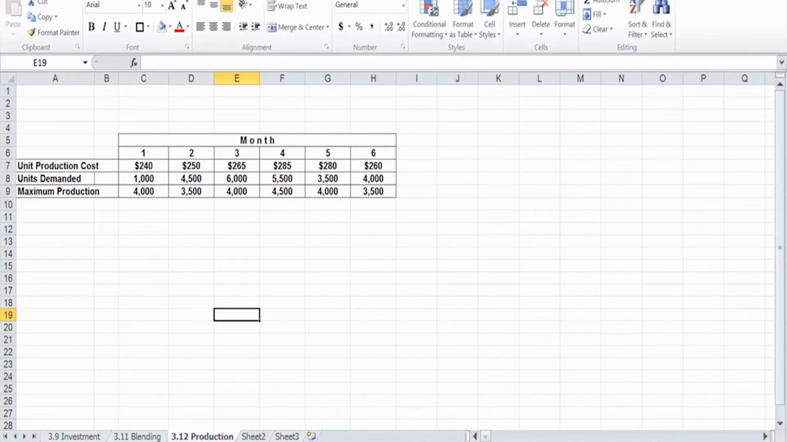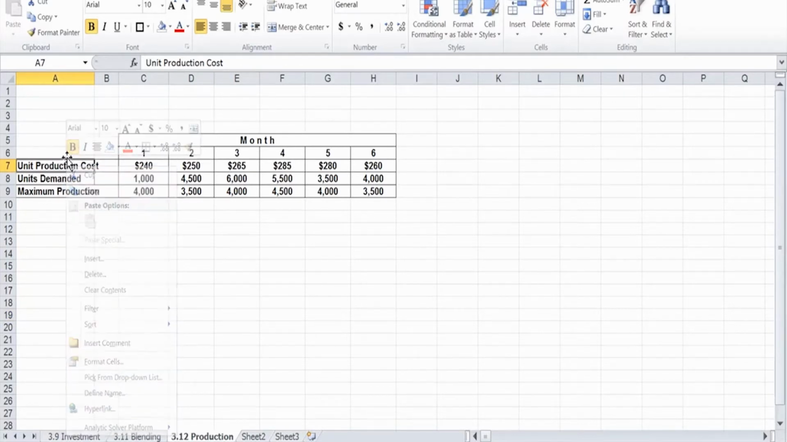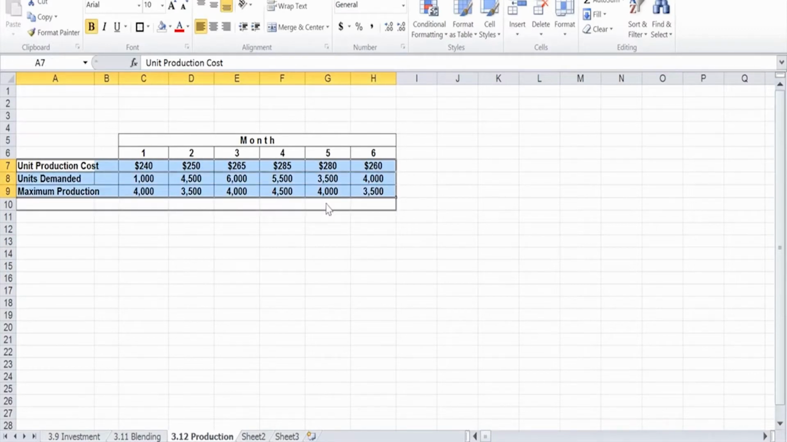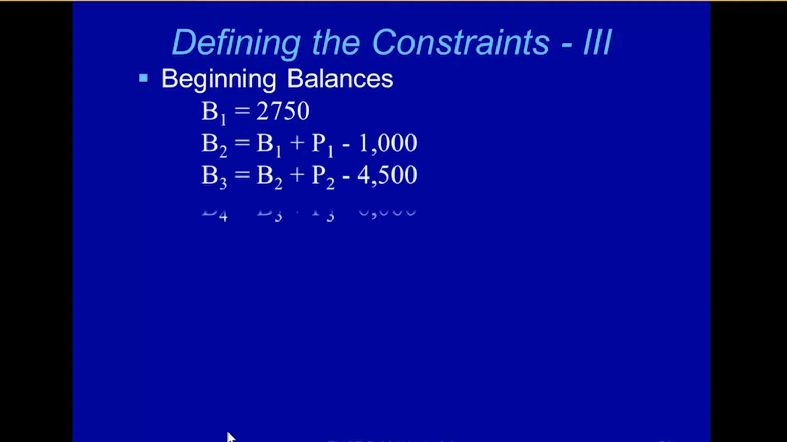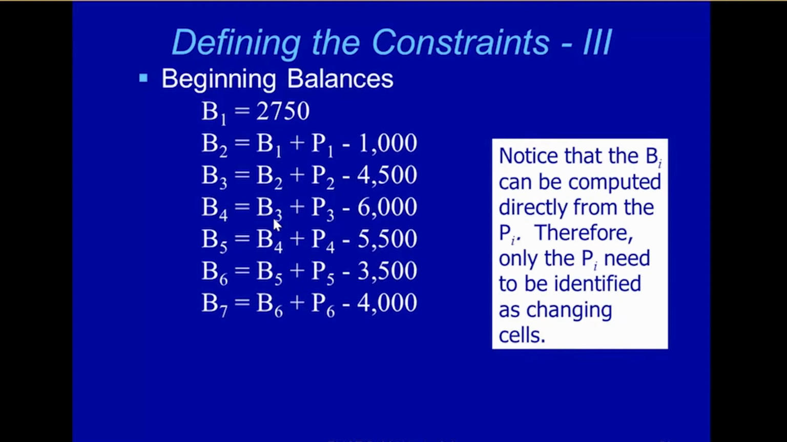So we know that the decision variables are how many to produce each month. Let me just move those ones down a little bit. Okay, and there is a relationship that we defined here. So in that spreadsheet, I want the spreadsheet to represent the same thing. So we'll have the beginning inventory plus the decision variables, which are the units to produce, minus the demand.